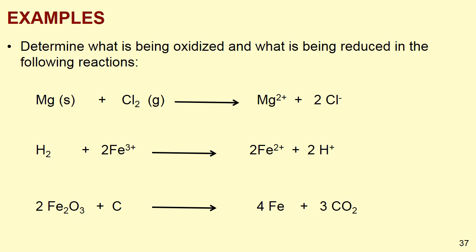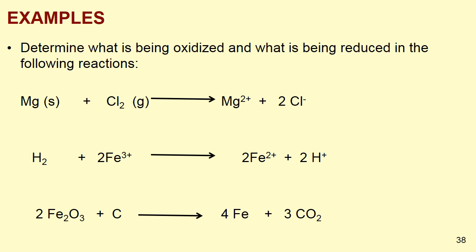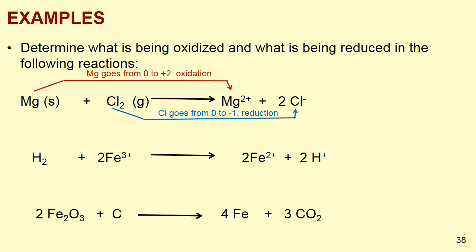All right, the first one, Mg plus Cl2 to give Mg2+ plus 2Cl-. Well, since there's no hydrogen or oxygen in there, we can't follow the hydrogen or oxygen, but we can follow the charges. So if you notice, Mg goes to Mg2+. So it has increased its charge. So that would be oxidation. Chlorine has gone from 0 to -1. Since that's a decrease in charge, that is a reduction.